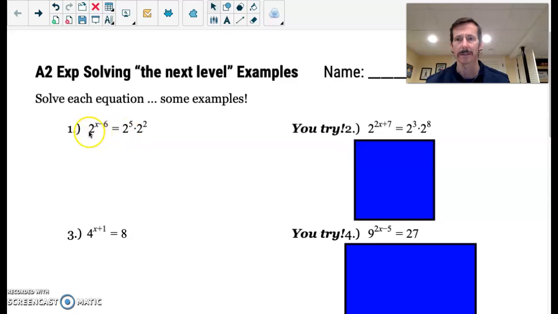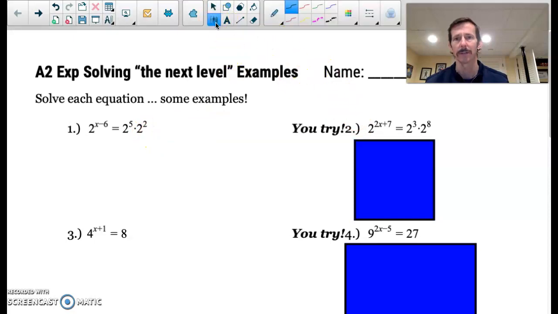And the key is that this base, this number here on both sides, has to be the same, and you can only have one of them. So this has two 2's over here, even though it's the same as this. I need it to only be a single 2 over here and a single 2 over here, and if that's the case, then I can set my exponents equal to each other. Each of these problems today is going to be slightly different, and slightly more advanced than what we saw last week before break.